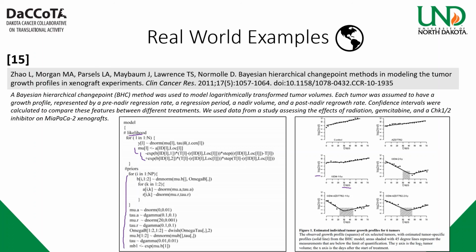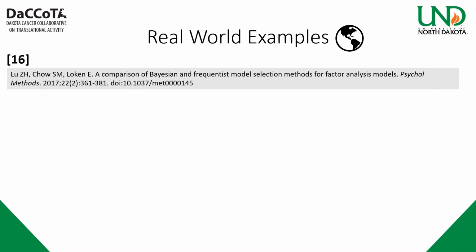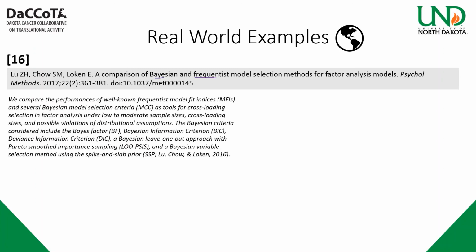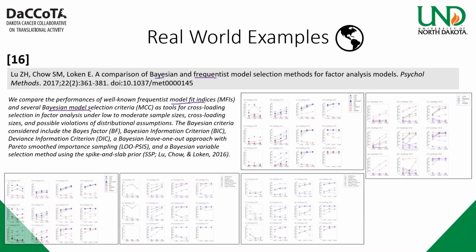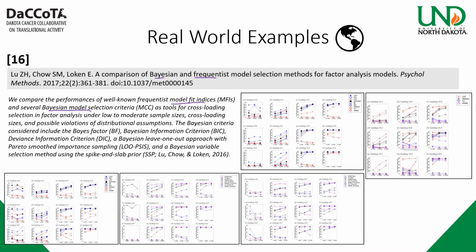Okay, so here is a bit of a comparison between Bayesian and frequentist model selection. This is kind of cool because they use a bunch of model fit indices and then model selection for Bayesian, and then looked at all sorts of graphs of essentially all these different methods and how well things fit. A lot of information here. It's kind of cool to see all of it in action.